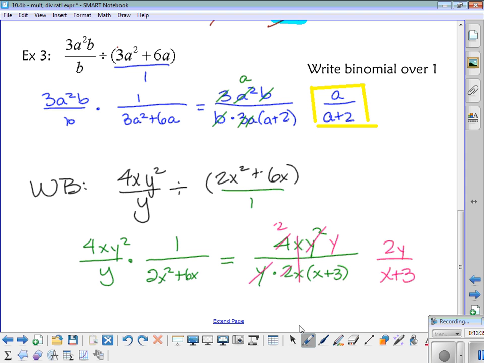Okay, so what's the first thing you're going to do when you have a division problem? You're going to flip, take the reciprocal of which one? The first or the second? The second. Take the reciprocal of the second, and then it's just like the multiplication problems we've been doing. Okay? Any questions? All right, that's it for today then.